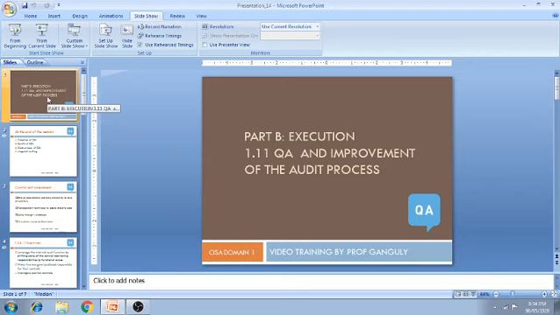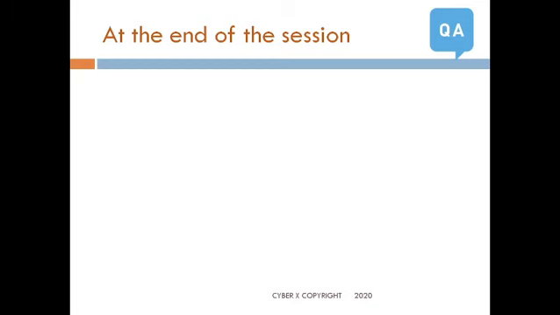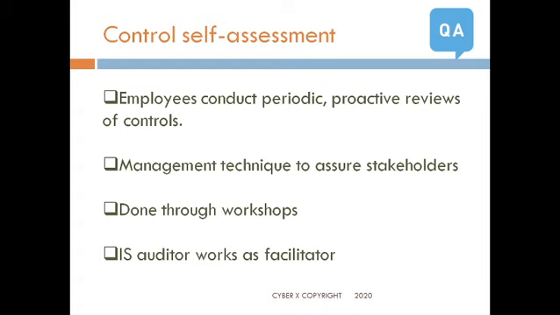So this is section 1.11 of part B of domain 1. With this we will come to an end to domain 1. At the end of this session, one should have a good understanding of what a CSA is, what the benefits are, what the disadvantages are, and what integrated auditing is.